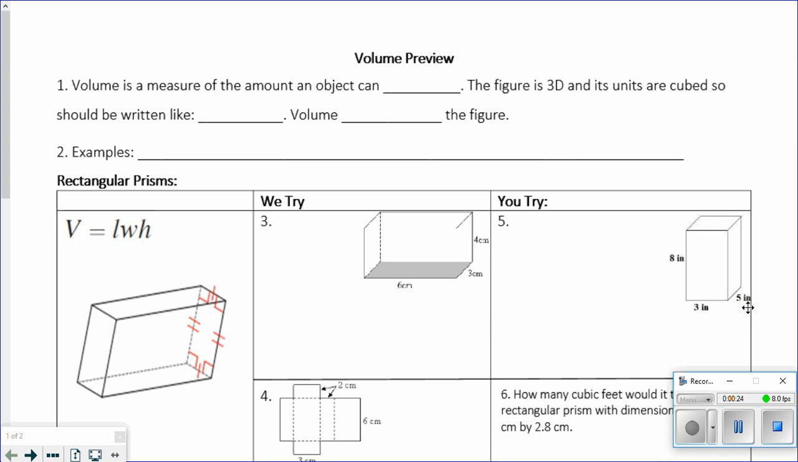It won't always just say, what is the volume? It will ask you like, how much does this hold, or how much does it take to cover? So we have to know those key words. All right, so let's get started.